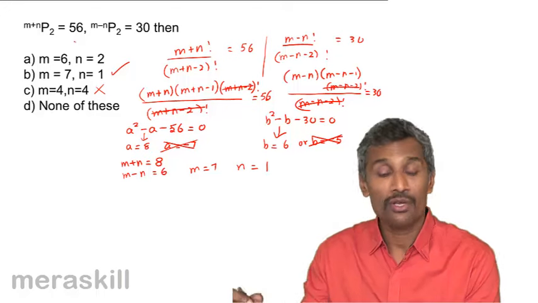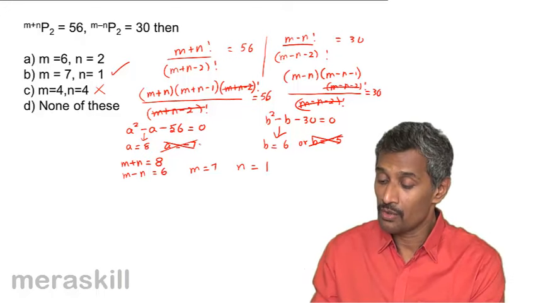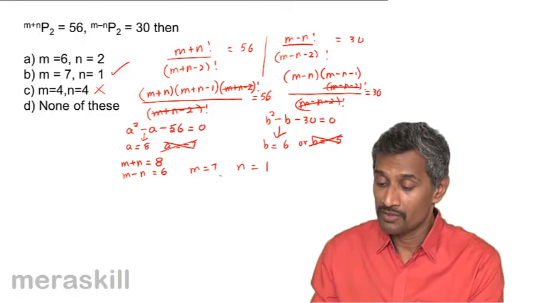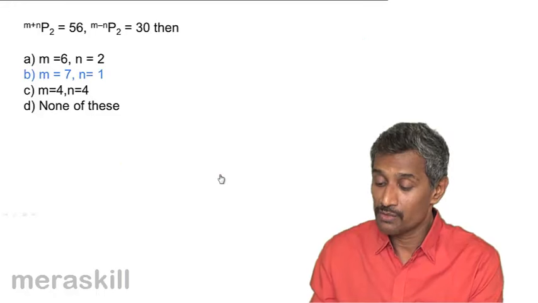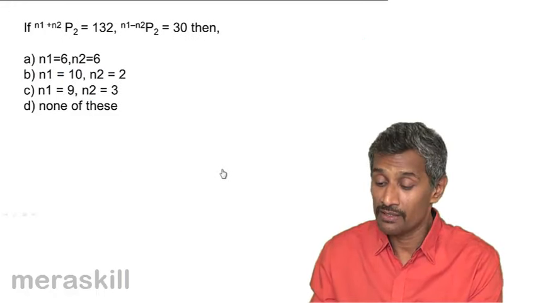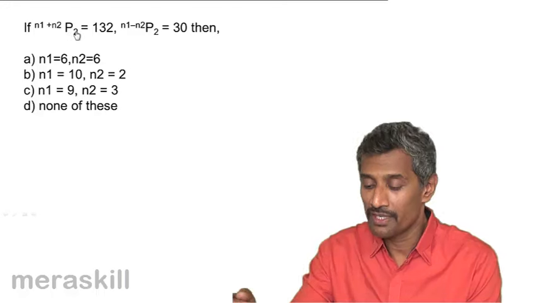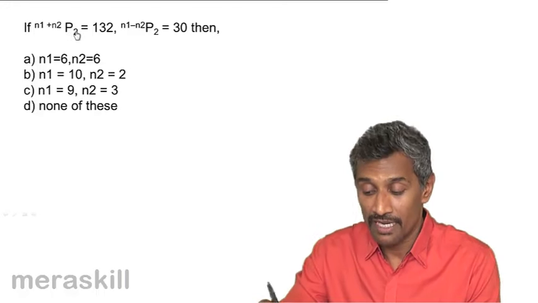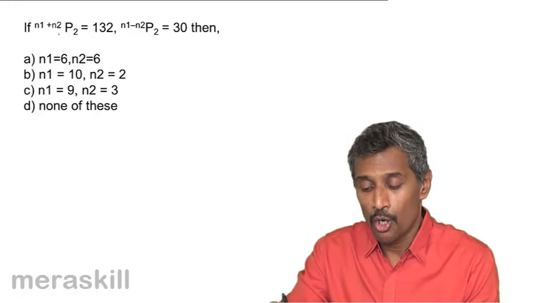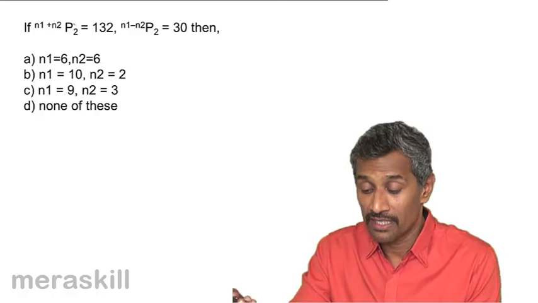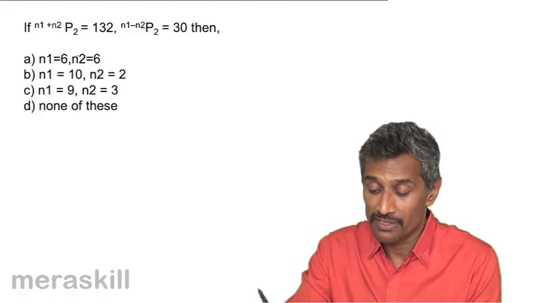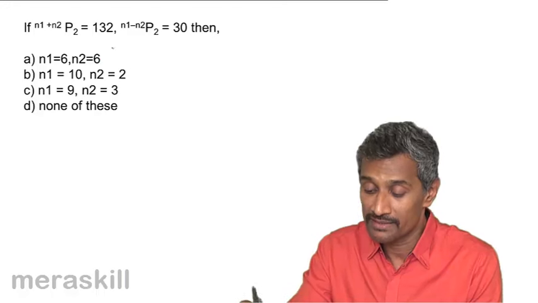So this is how we solve this kind of a question. All right. Let's move to the next one, and yes, m is 7 and n is 1. We have a similar one over here. We can just form the equation and do it the same way as this. Or we could substitute and check it up and see. Say for example, n1 is 6 and n2 is 6.